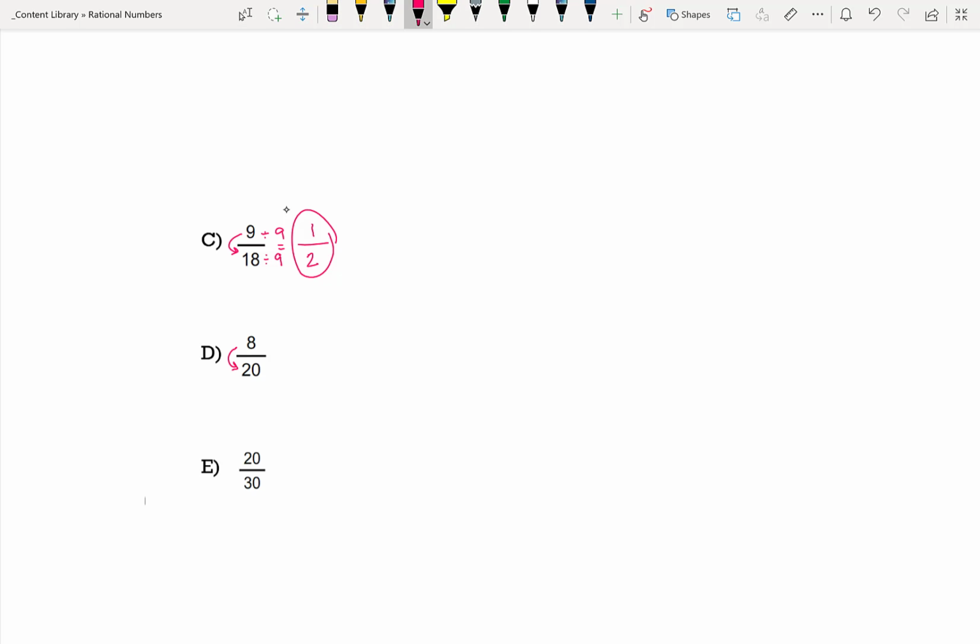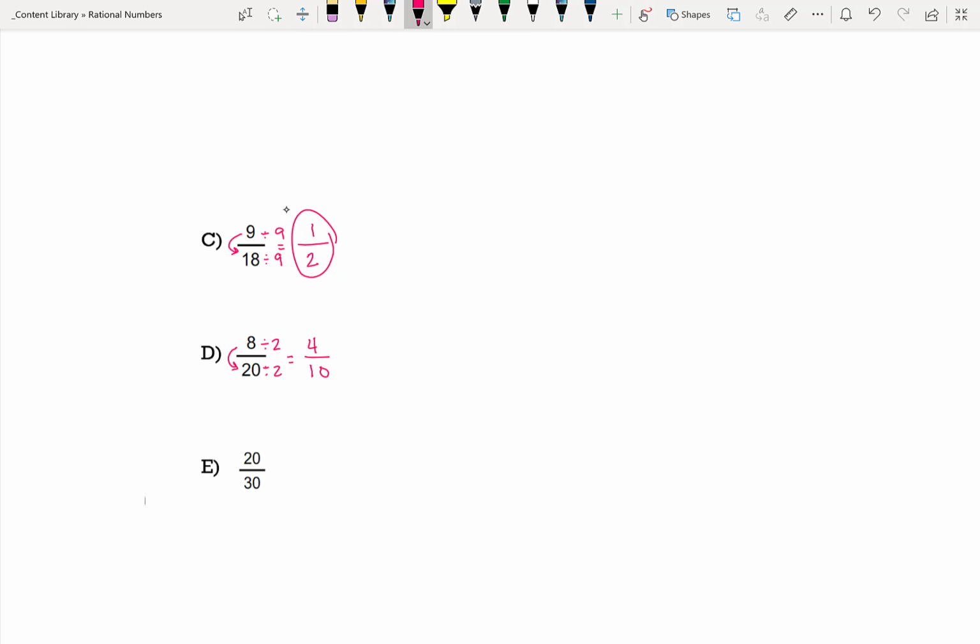Example D, we can check. 8 can't go into 20. They share a couple different factors. We could divide by 2. We could divide by 4. I'm going to pick 2 because I want to show you what to do when you didn't choose the greatest common factor that they share, and you'll need to reduce it down a couple times. So 8 divided by 2, 20 divided by 2. You could also divide by 4. 8 divided by 2 is 4. 20 divided by 2 is 10.